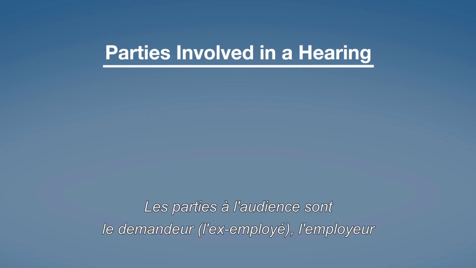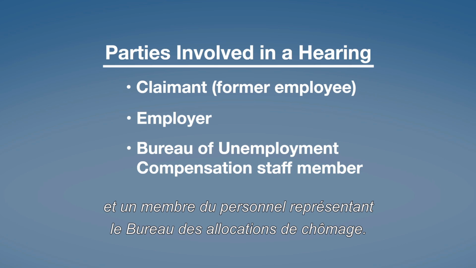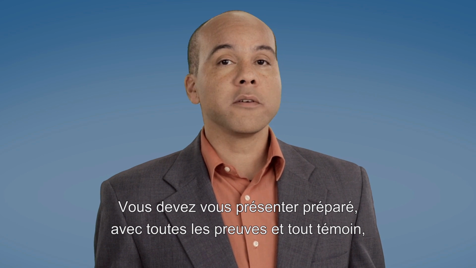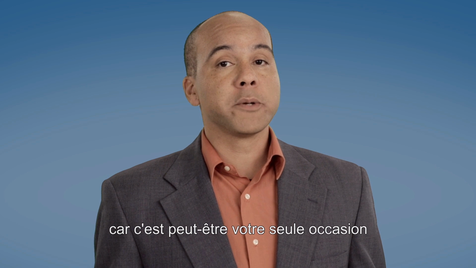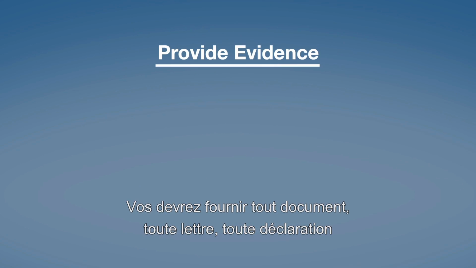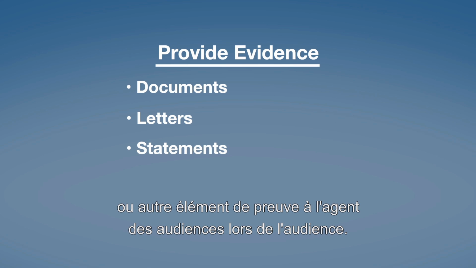case. Parties in a hearing are usually the claimant, the former employee, the employer, and a staff person representing the Bureau of Unemployment Compensation. You must come to the hearing prepared with all of your evidence and any witnesses, because this may be your only opportunity to introduce evidence and testimony. You will want to provide any documents, letters, statements, or other evidence to the hearing officer at the hearing.